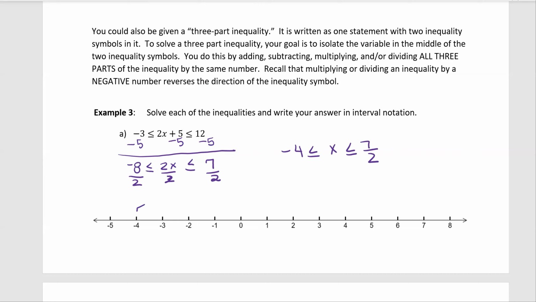So we'll put this on a number line. We have a bracket at -4, a bracket at 3.5, and x is between. So we'll shade in between. To write your answer as an interval, we have a bracket on -4, comma 7/2, and a bracket on 7/2.